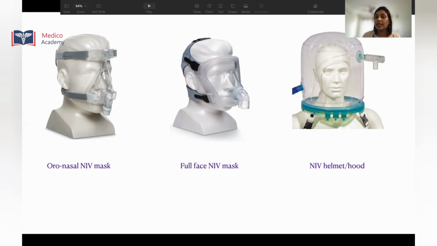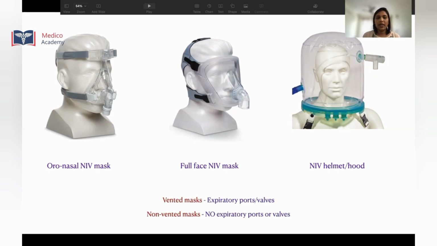This hood was extensively used in Europe, especially in Italy during the first wave of COVID. Most of the pictures that you saw in the media on the news during the first wave of COVID were mostly of NIV helmets and hoods. This was the time it was extensively used.